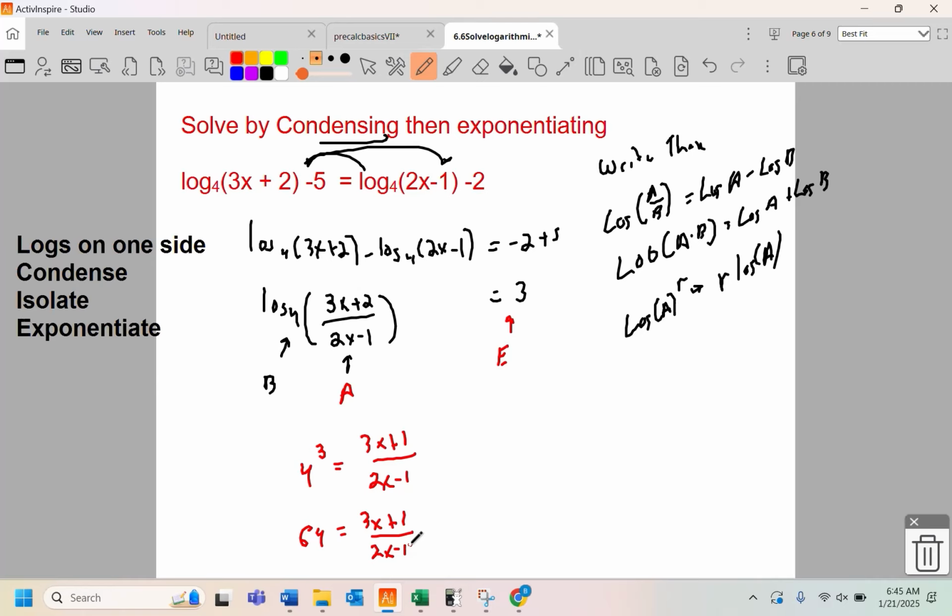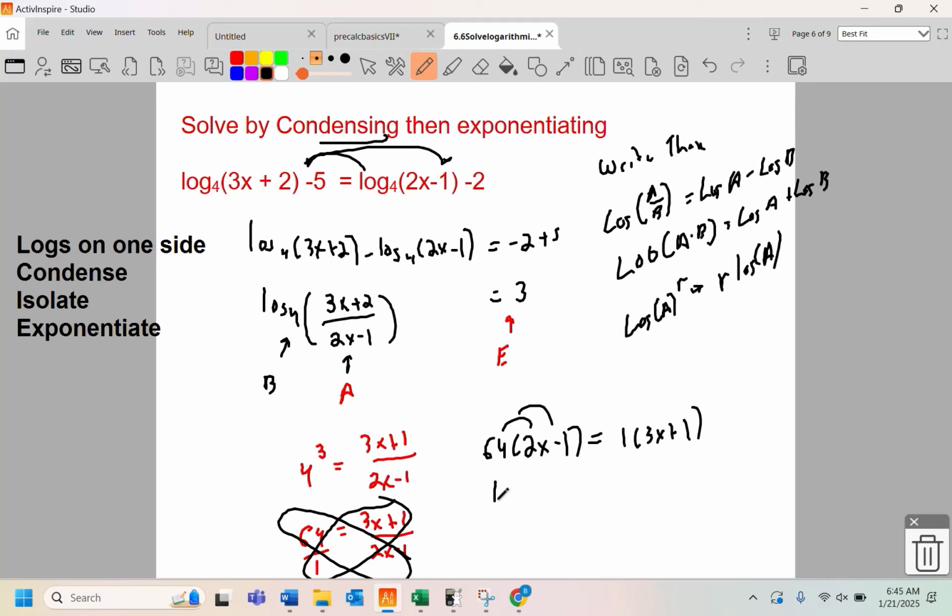All right. I used to push cross multiplication a lot, but then kids couldn't do it. I don't know why. I'm still going to, because it's the easiest way to do this. We're going to cross multiply. 64 times 2x minus 1 equals 1 times 3x plus 1. It's just cross multiplication. Use the distributive property. We'll have 128x minus 64 equal to 3x plus 1.